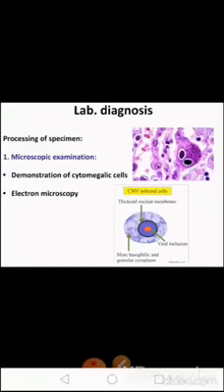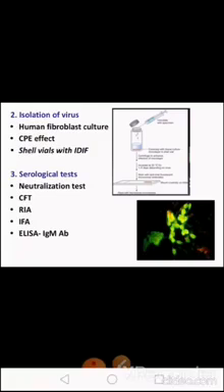You can also go for electron microscopy. Isolation of the virus is a definitive technique. You can observe the cytopathic effect from a culture in the form of multinucleated giant cells, and then there is the shell vial technique. It is coupled with the use of an immunofluorescent antibody test, which can make a diagnosis in about 72 hours. Then there are various serological tests. There is a long list. We have also discussed this in general virology.